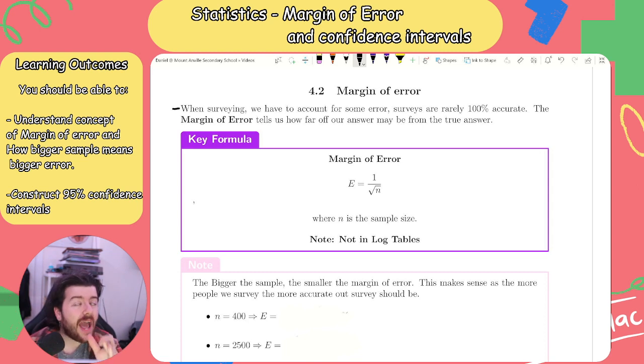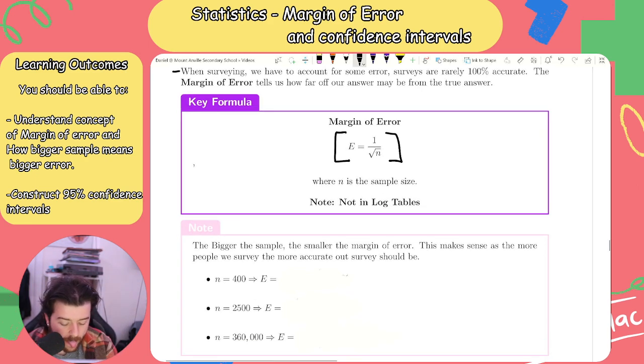So the margin of error can tell us how far off our answer could be from the true value. The margin of error is 1 over the square root of n, where n is my sample size. This is not in your log tables, so make a note of it. You have to learn this formula off.